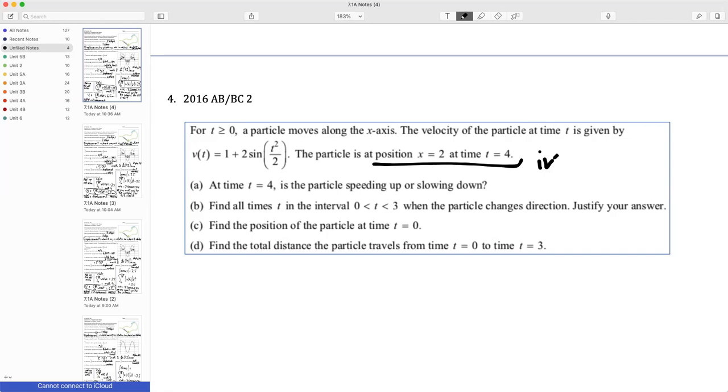Put the equation into your calculator. Make sure that it is right. Make sure you are in radians. Put the equation into your calculator, and then we're going to fly through these questions like a hot knife through butter. Okay, I'm ready.